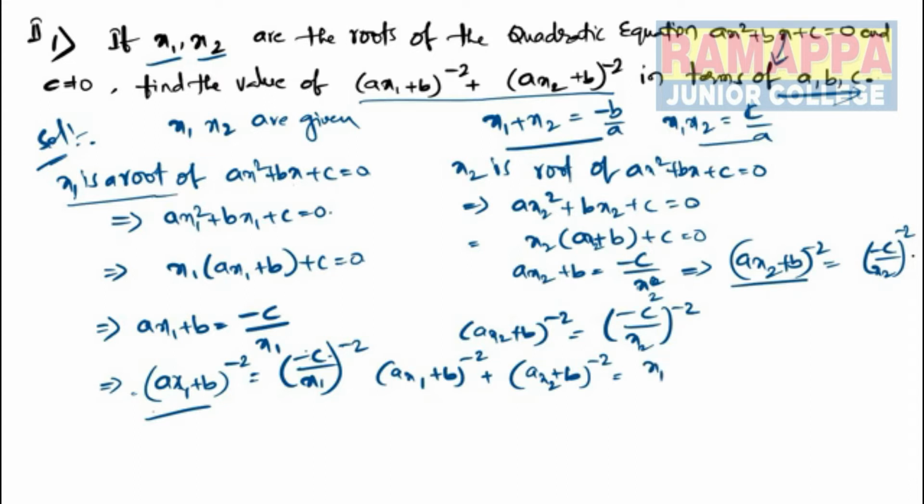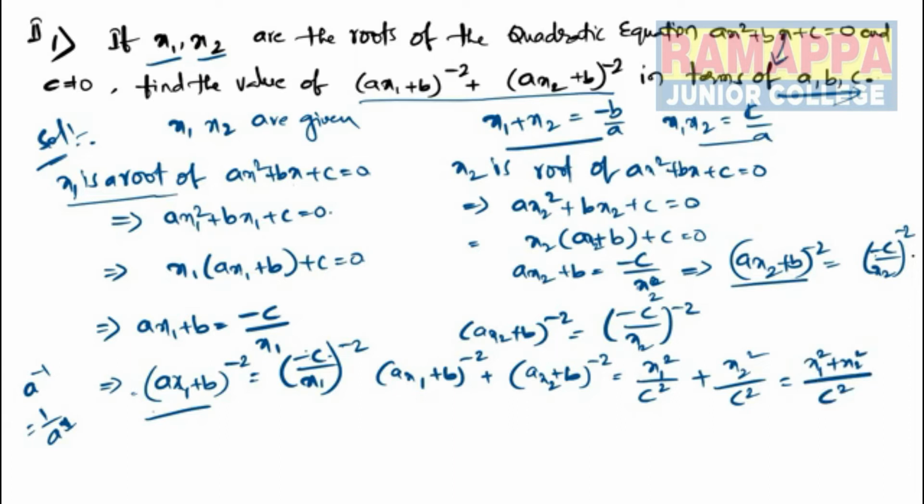Plus, this also goes upside because I am doing the reverse, like the formula a power of minus n is equal to 1 by a power of n. After reversing the fraction, x square by c square comes here, and the same for the other: x2 square by c square. Here c square is common, and x1 square plus x2 square will remain.